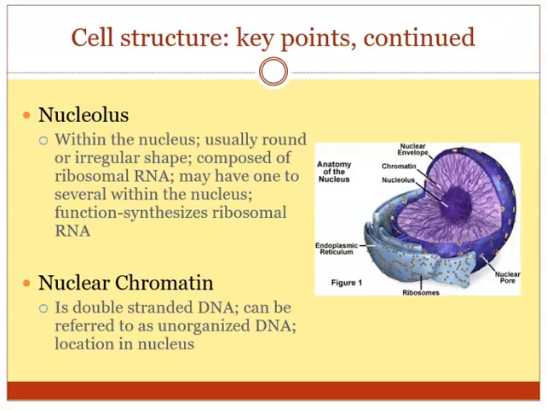Next, let's talk about the nuclear chromatin. It is usually double-stranded DNA. It can be referred to as unorganized DNA, and it's also located in the nucleus. So let's look over here at our image. All this stringy type structure is our nuclear chromatin. You can see this line right here is pointing to all of the chromatin inside the nucleus.